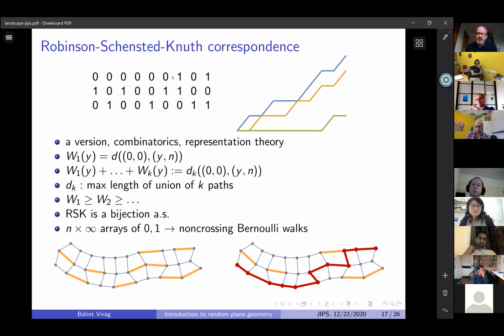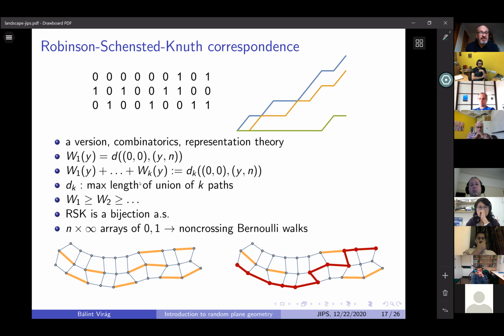The next lines are defined very similarly, except you're now allowed to take not just one path, but k paths. You look at the union of them, and see how many cookies that picks up. That's what I call decay. The sum of the first k W's is equal to this decay. By the way, if you're familiar with RSK, this is called Greene's theorem in RSK, but we can also just define RSK this way.